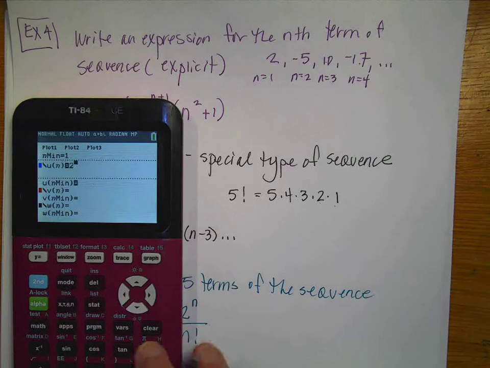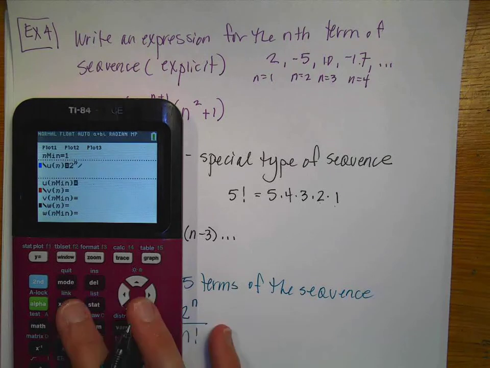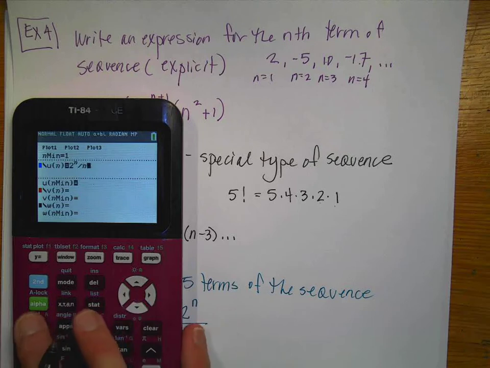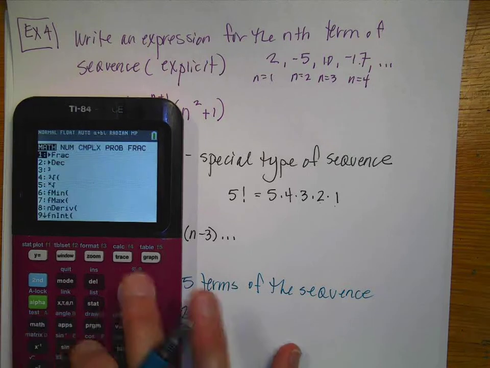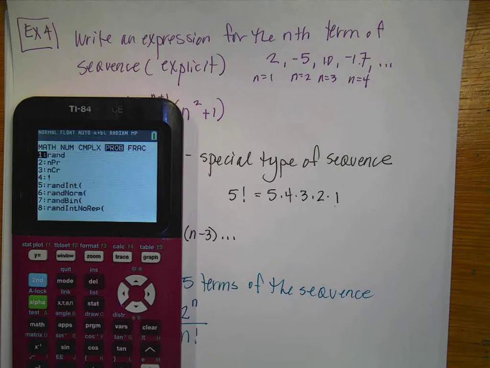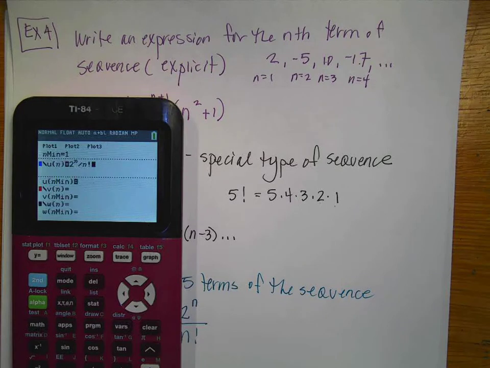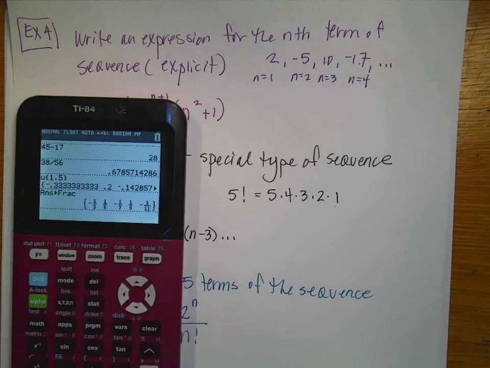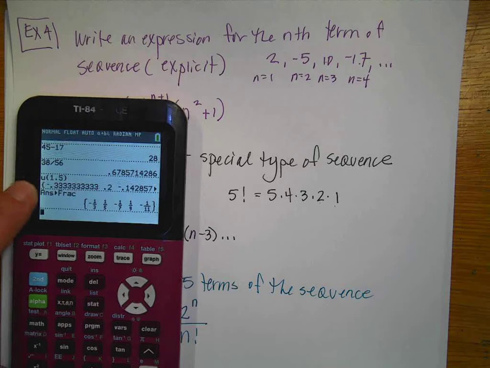It's still in sequence mode, so I'm going to enter the equation that they gave us. So it's 2 raised to the n, and then divided by, and then I'm going to do n. The factorial lives under math, and then probability. And notice that option number 4 is factorial. Okay, so I have 2 to the n divided by n factorial.